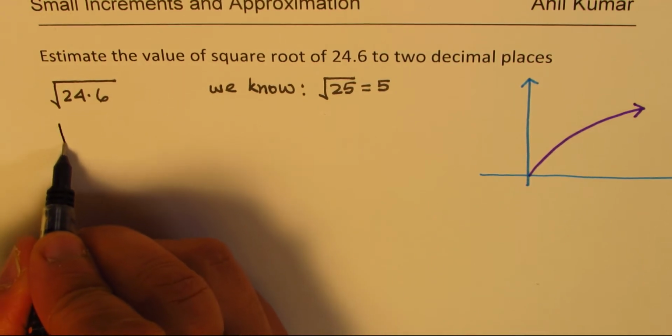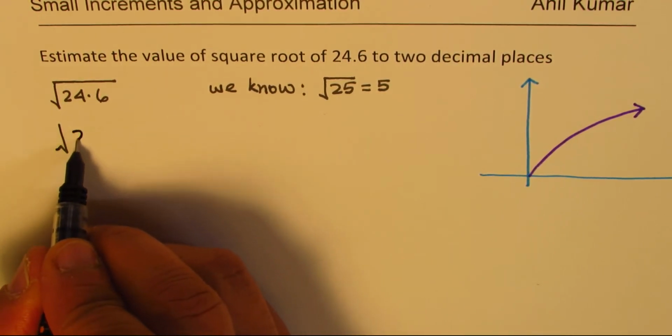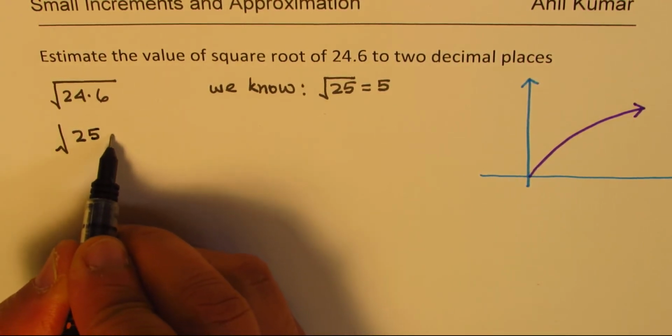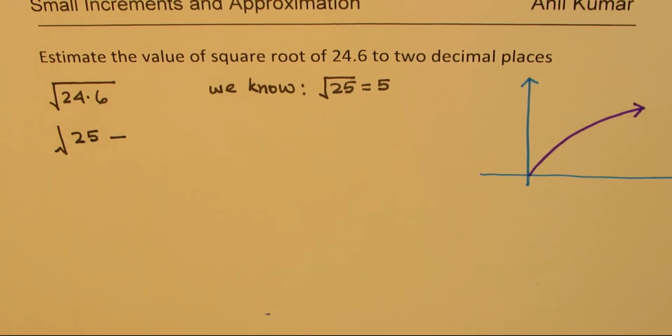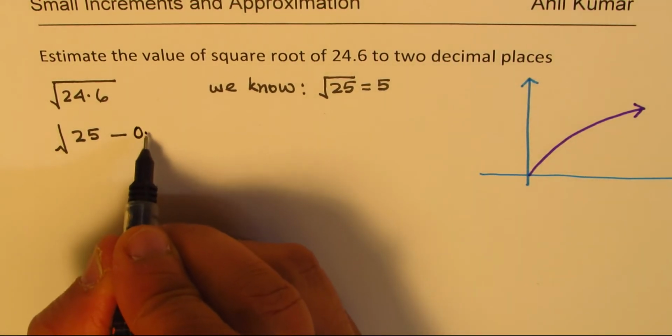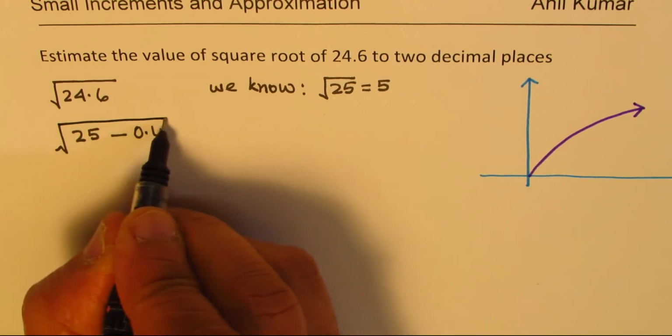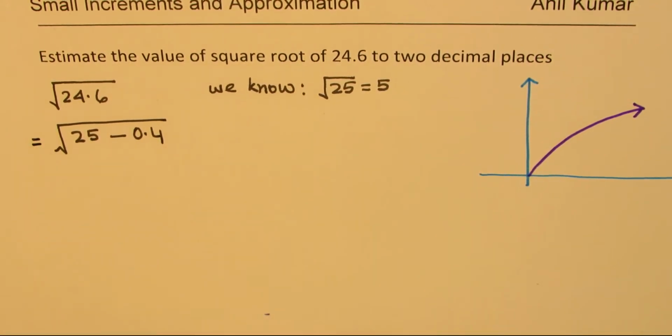So we could write this as 25 minus some number, right? So which is 0.4 in this case, 0.4. So that becomes square root of 25 minus 0.4, correct? So with this small difference of minus 0.4, we should be in a position to get the fairly accurate estimate.